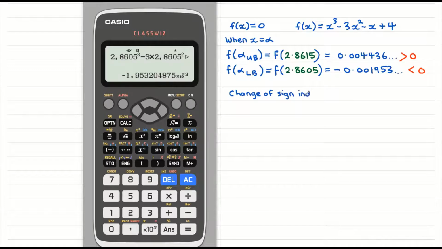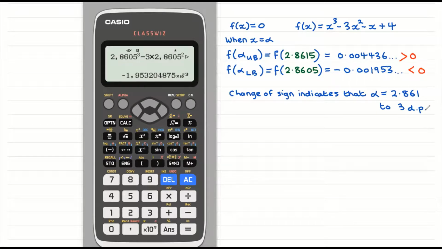So the change of sign indicates that, and we can just restate what alpha actually is. That alpha is equal to 2.861 to 3 decimal places, because we've checked the upper and lower bound and we get the sign change.